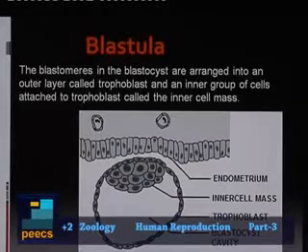You can see the endometrium over there. So this is the endometrium. You can see the inner cell mass, trophoblast, and also there is a cavity labeled here. This cavity over here is called the blastocyst cavity.